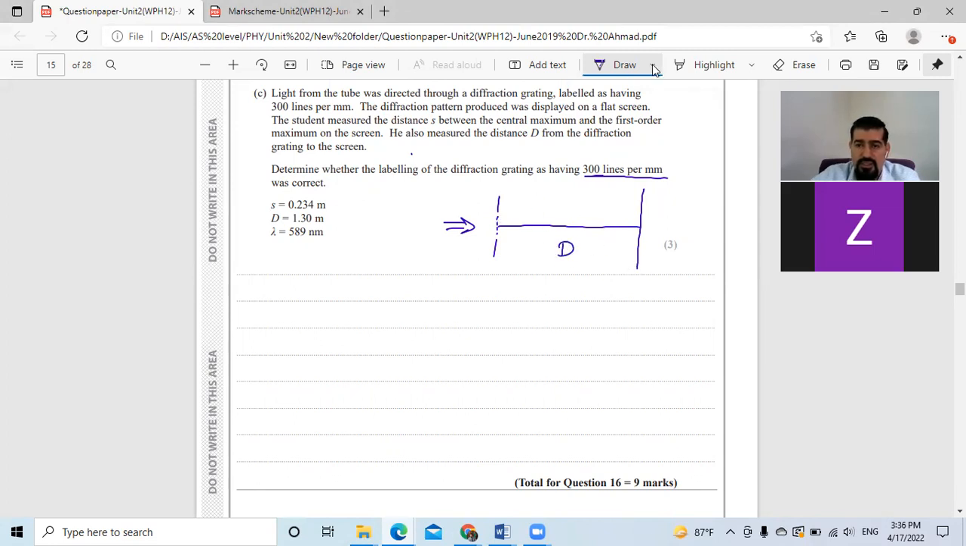And he said that the light makes this zero order here and the first order somewhere here. The first bright fringe after the zero maximum. And he measured the distance from here to here, which is the distance s. Yes, this one, he measured it also. And he gave us the wavelength. He will ask us how much n is.